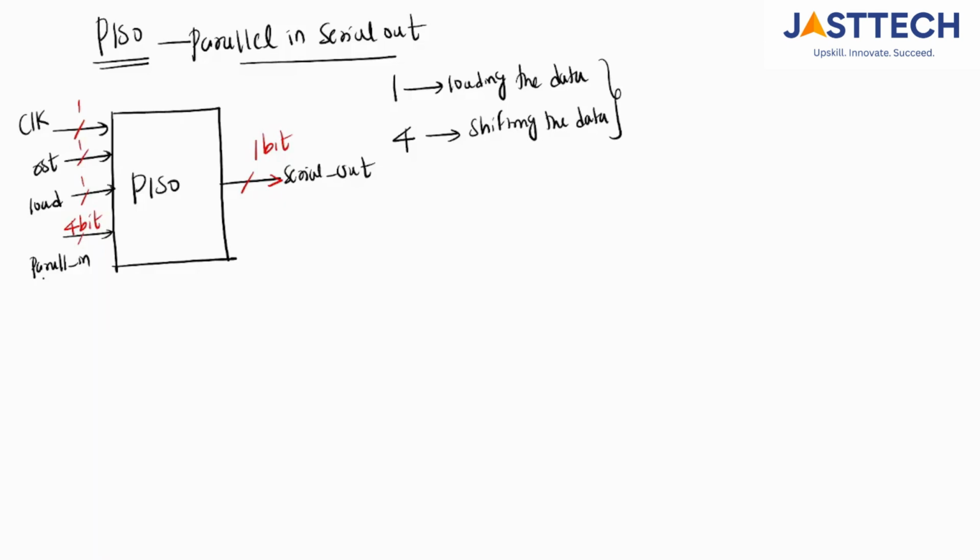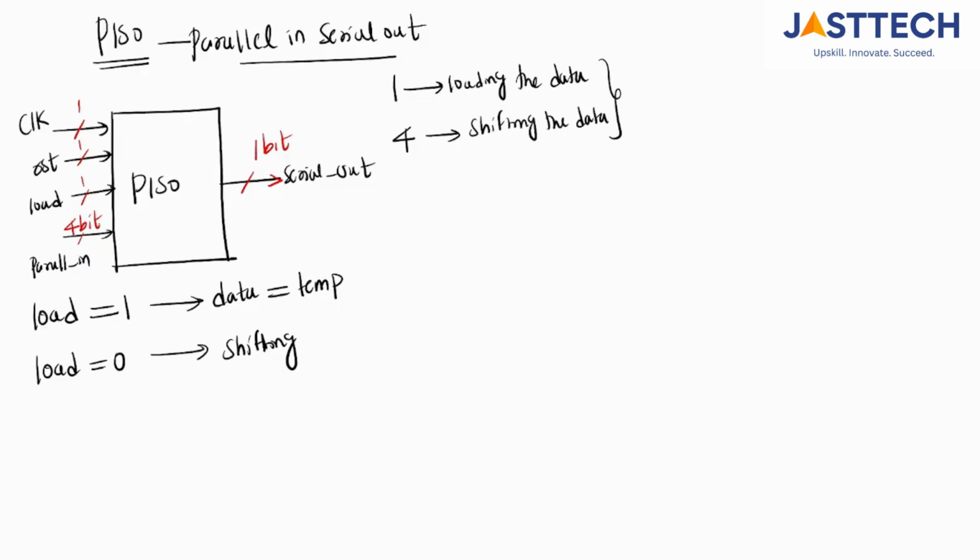That means there is a control signal, that is load. When load equal to 1, whatever the data is, you are loading it into the temp register, initializing temp to data. And when load equal to 0, you are doing the shift operation, whatever the shifting is there. So this is the operation.